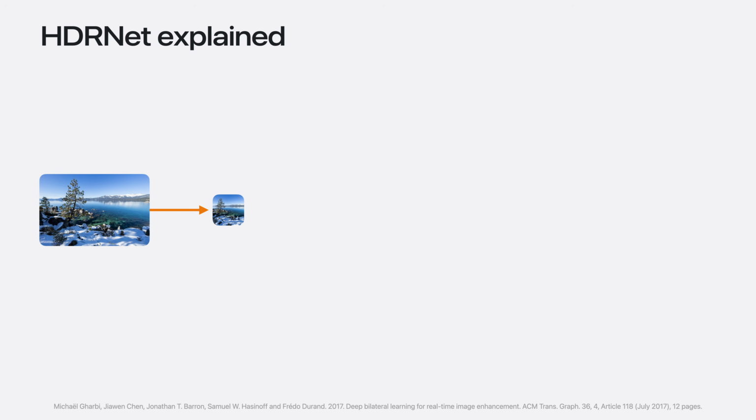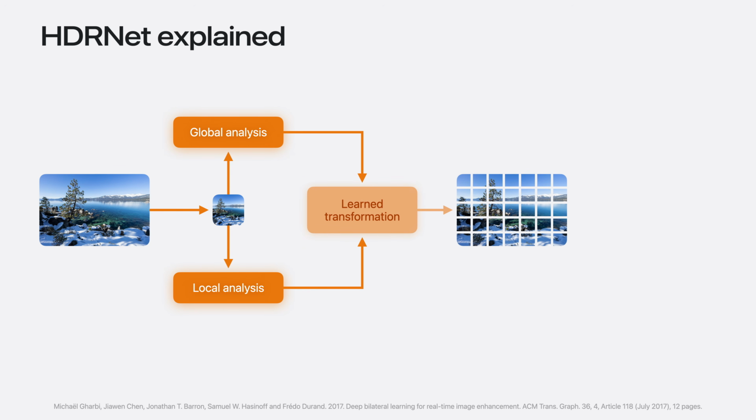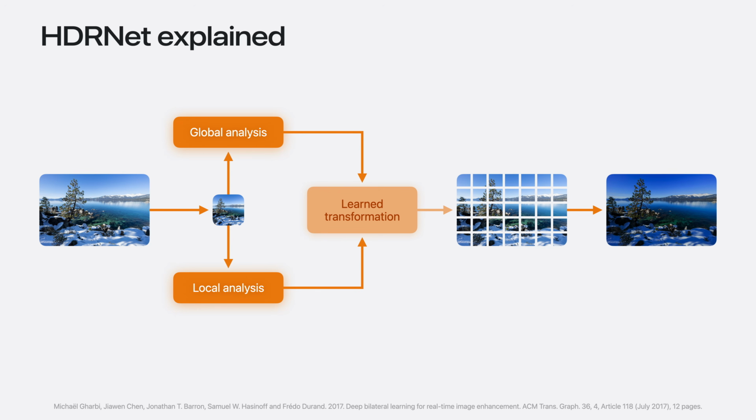The network works on a small downsampled version of the image. It performs two types of analysis, a global and a local one, to capture both scene-level and small details. This process allows the network to create color transformations for 16 by 16 tiles of the image. These localized transformations are applied with smart, edge-aware techniques to produce the beautiful, tone-mapped final result.